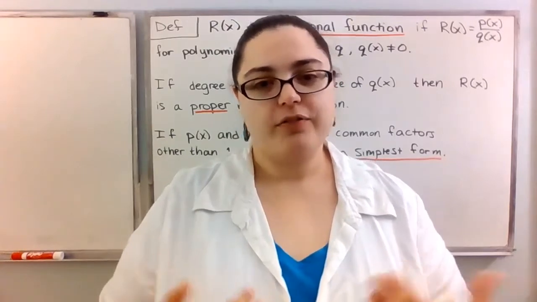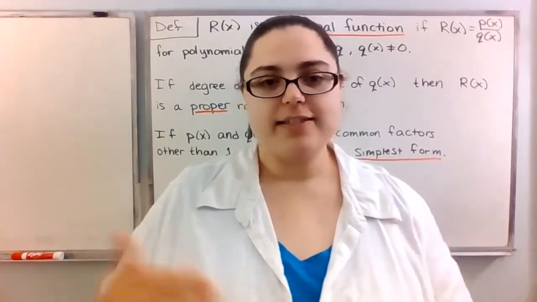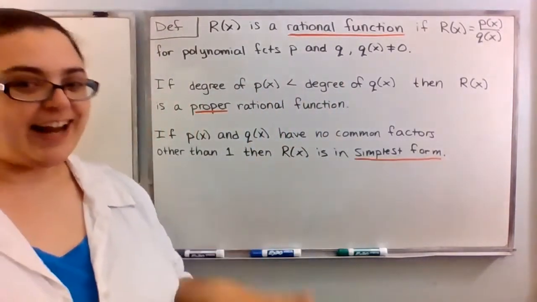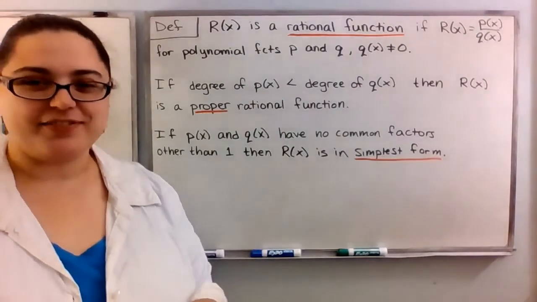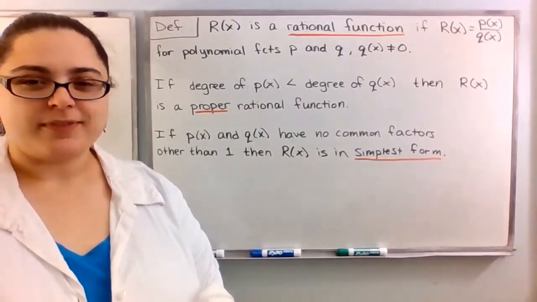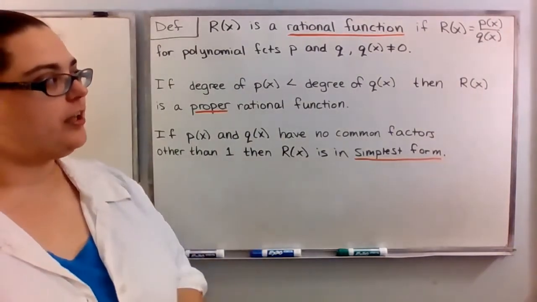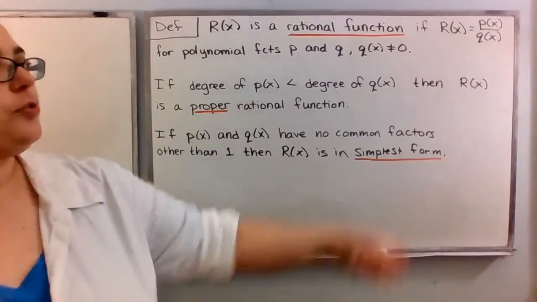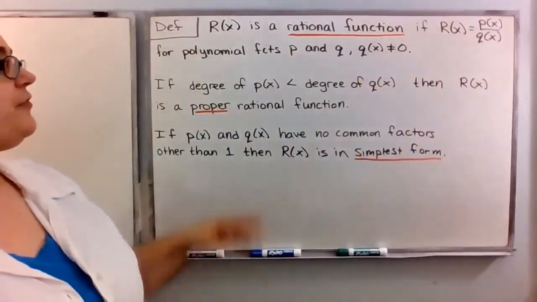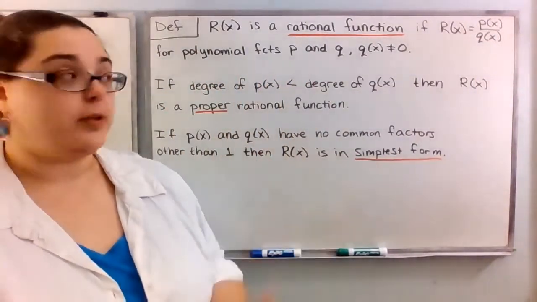So let's go through a few definitions for our rational functions, and then we'll apply these definitions to some examples. I'm going to get out of the way in case you want to pause the video here and copy these definitions down. And here we go. R of x is a rational function if R of x is equal to P of x over Q of x, a nice fraction for polynomial functions P and Q. So we are fractions of polynomials.